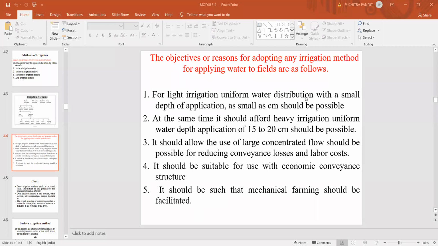For light irrigation, uniform water distribution with a depth of application as small as about 1 centimeter should be possible, and at the same time it should afford heavy irrigation, with a uniform depth of application of about 20 to 50 centimeters. It should allow the use of large concentrated flow for reducing conveyance losses and labor cost. The fourth objective is that it should be suitable for use with economic conveyance structures, which are basically the main canals, branch canals, and distributary canals in the water channels. And it should facilitate mechanical farming. So these are the objectives of any irrigation method that we are going to select.